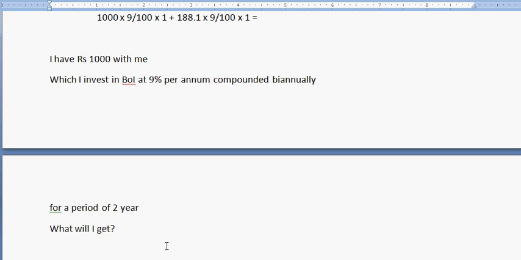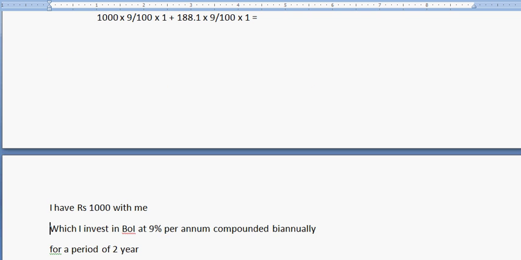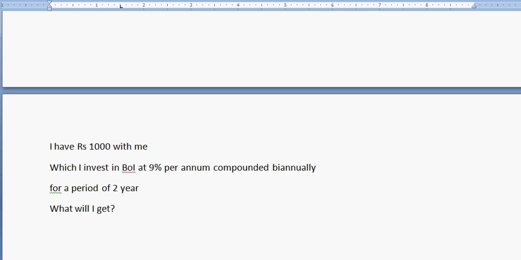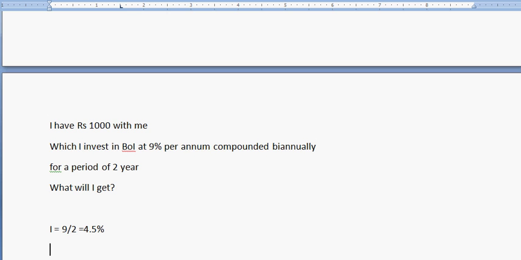Now let's go to the last thing, which says that I invested the same amount at 9% compounded biannually. This means this interest is compounded biannually, but interest rate is per annum. So interest for 6 months would become half of it. So our interest rate would become 9 by 2, because the interest rate is given as an annual interest rate, but it is compounded biannually, which means 4.5% is compounded biannually for the period of 2 years.